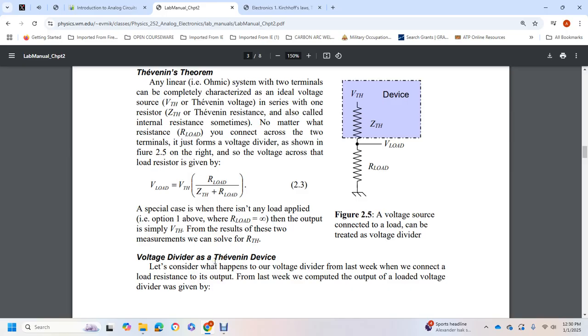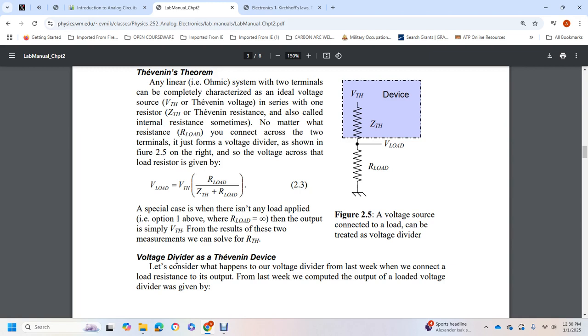There is a special case where the load resistance is infinite, so the output is simply the Thevenin voltage. From the result of the two measurements we get the Thevenin resistance, and figure 2.5 shows the connected load can be treated as a voltage divider. Voltage divider and Thevenin device loads.